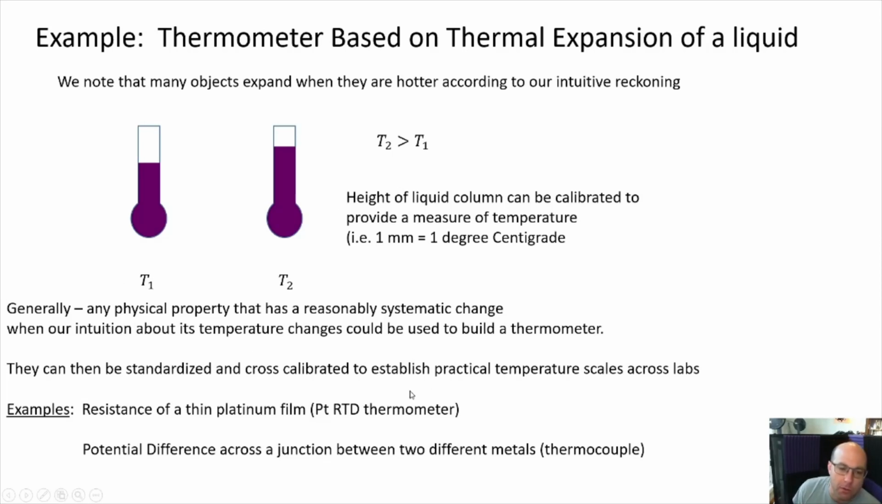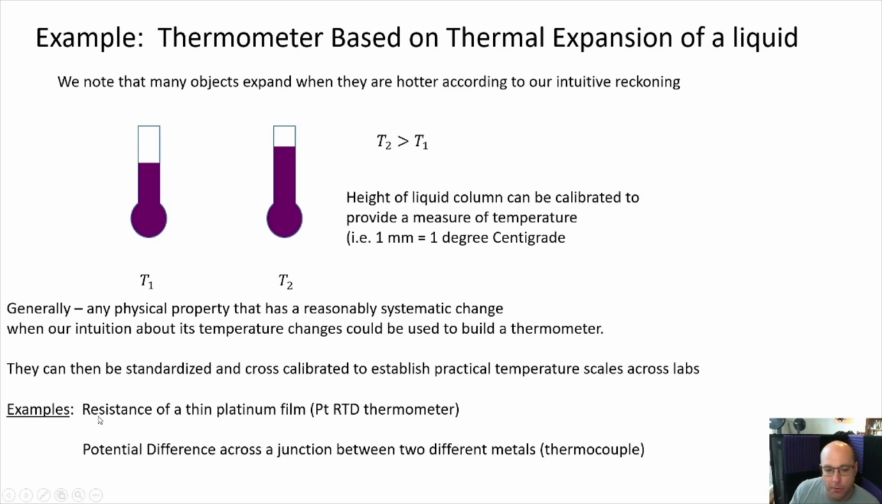Right? And so generally you can build a thermometer out of any physical system that has a property that seems to change systematically with your intuition about temperature. And then you standardize them and you cross-calibrate them.